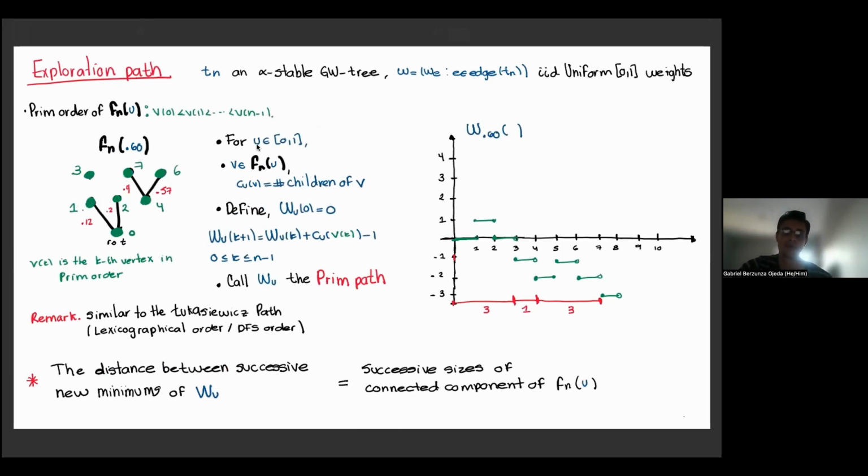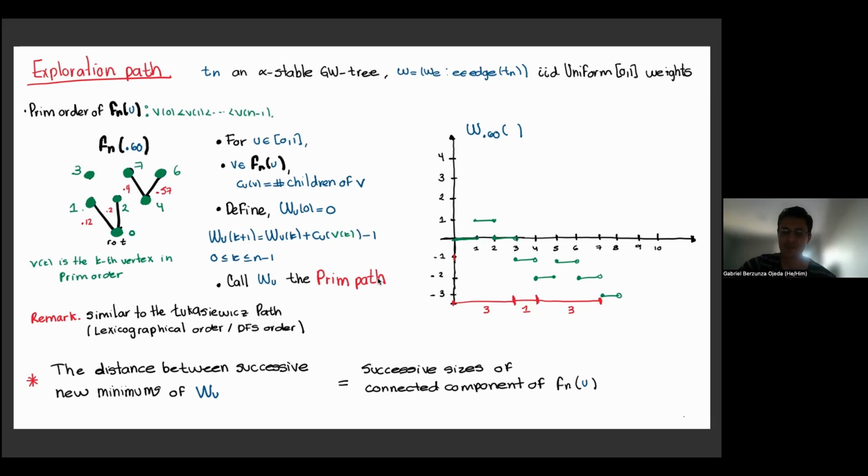Again, you fix some time u in [0, 1], you consider a vertex in the forest at time u, and you define C_u(v) to be the number of children of this vertex in the forest at time u. And you define a random walk as follows. It's a random walk that starts at 0, and whose k-th increment is given by the number of children of the k-th vertex according to the Prim order in the forest at time u, minus 1. We call this random walk, which depends on u, the Prim path.